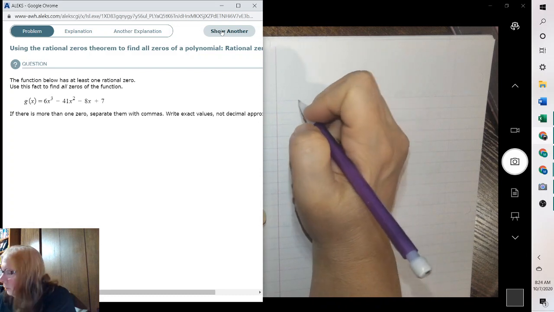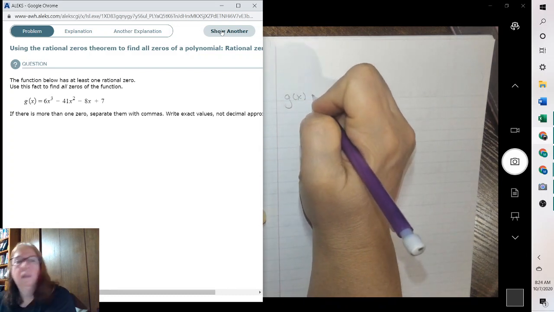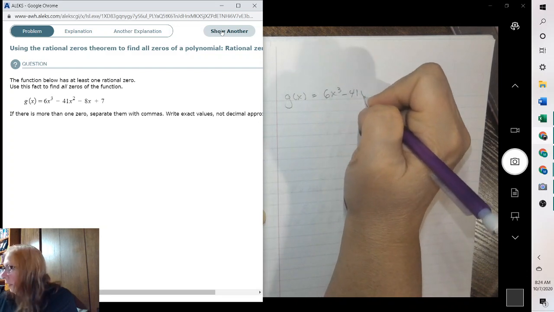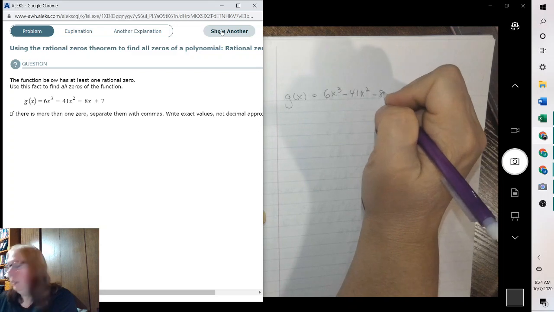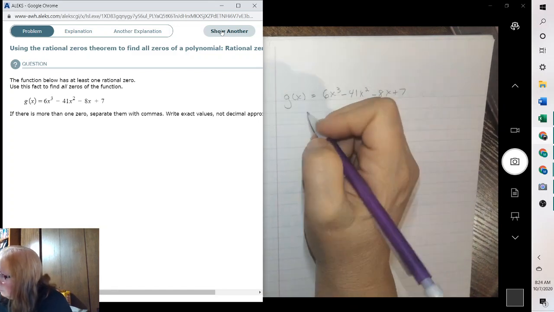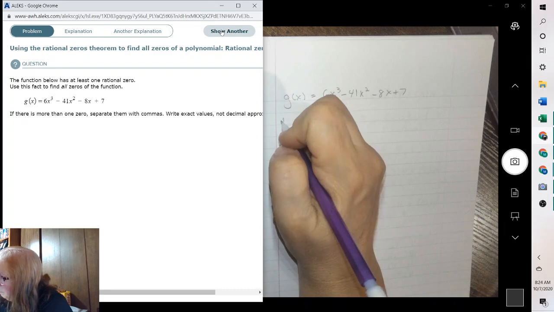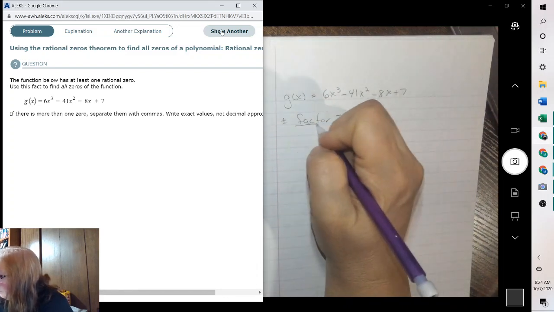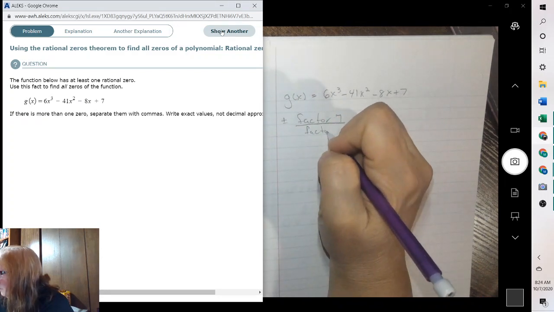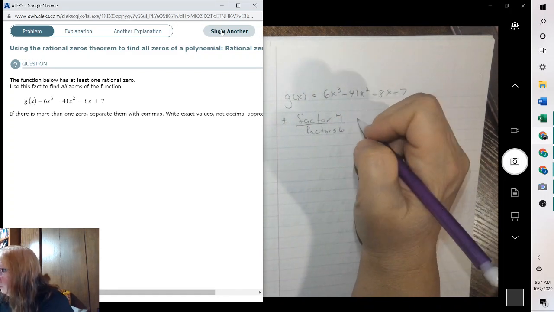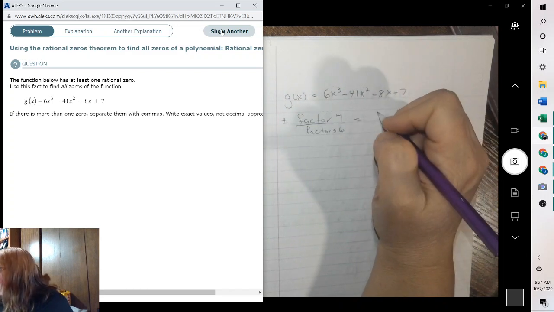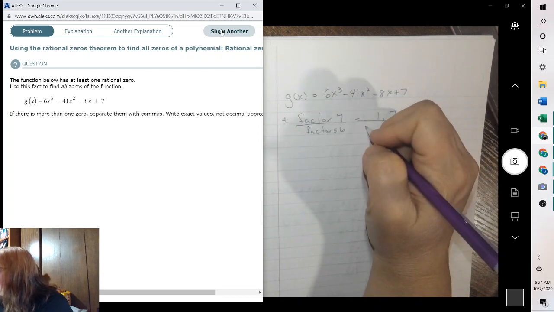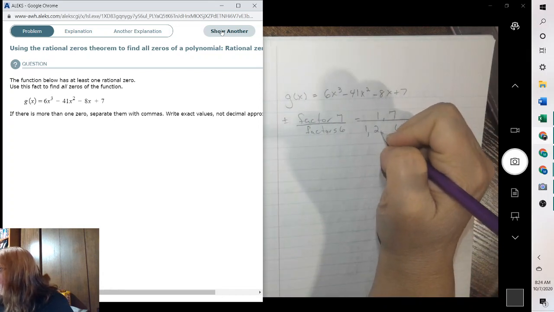So g of x equals 6x cubed minus 41x squared minus 8x plus 7. And we want plus or minus the factors of 7 divided by the factors of 6. The numbers that divide into 7 are 1 and 7, and the numbers that divide into 6 are 1 and 6, and 2 and 3.